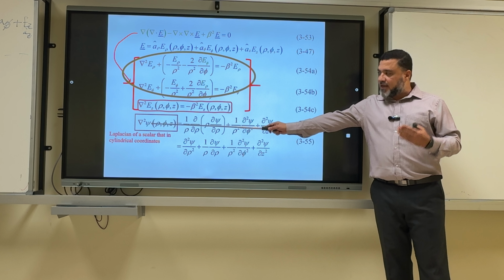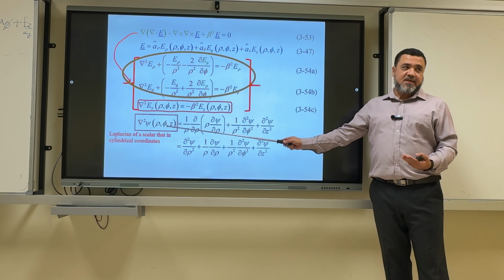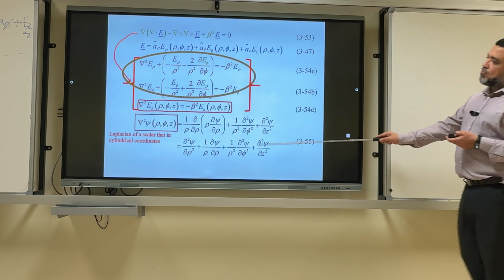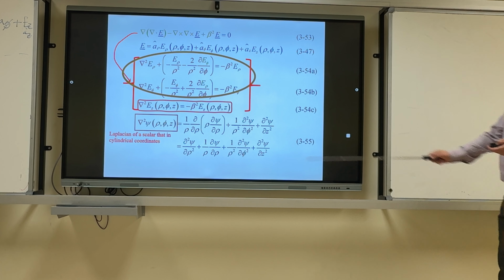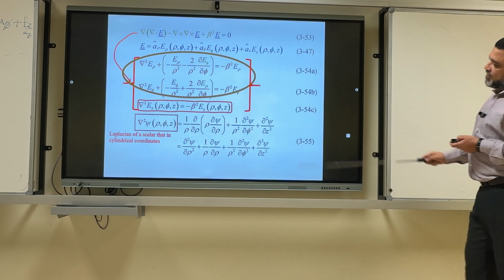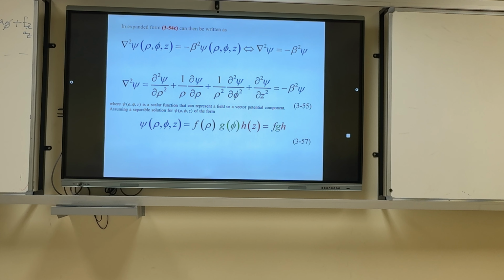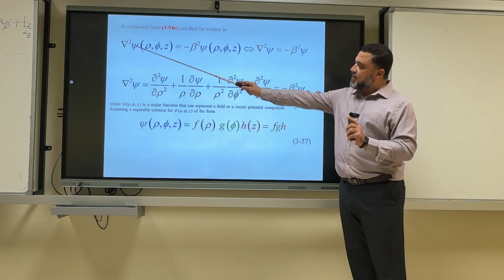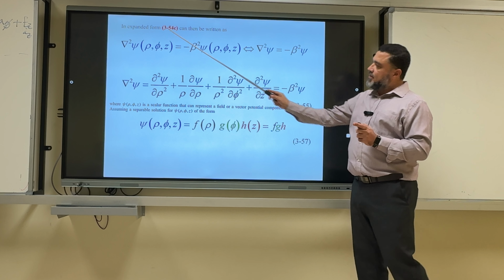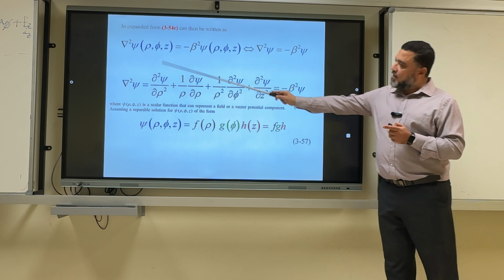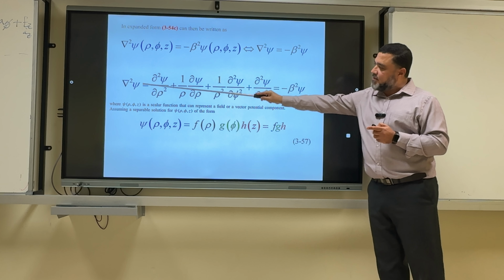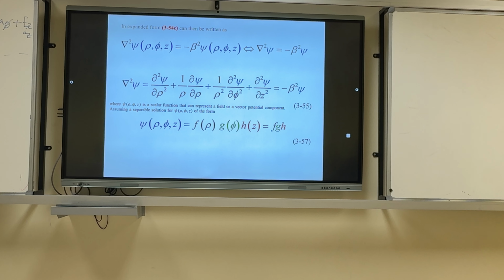Laplacian operator can work with vector and with scalar. Here I will use a scalar quantity, so I'm going to replace del square Ez by the 3 terms I have here. I'm assuming now that psi is Ez. So this is the equation I have: del square Ez minus beta square Ez, and I'm going to replace del square Ez by the Laplacian operator.